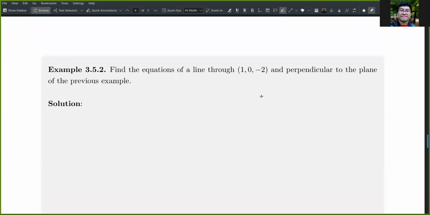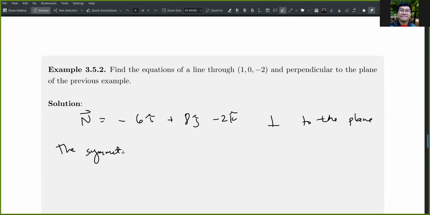So find the equations of a line through this point and perpendicular to the plane in the previous example. So in the previous example, n equals minus 6i plus 8j minus 2k is perpendicular to the plane. So the symmetric equations of the line are following.